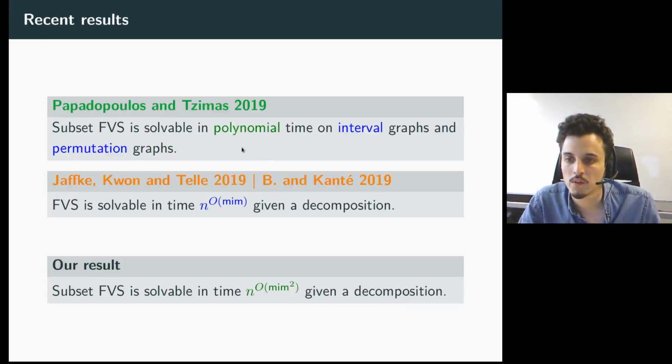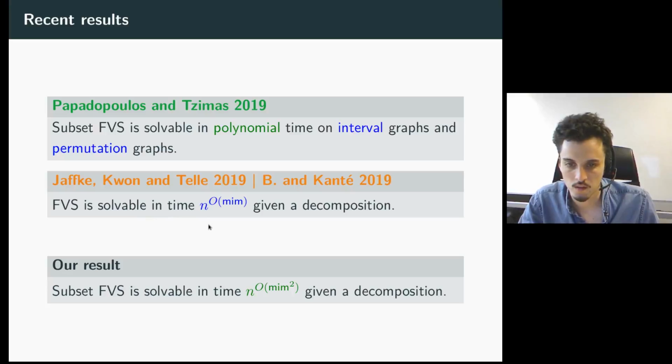On the positive side, we know that subset feedback vertex set is solvable in polynomial time on interval graphs and permutation graphs, so two graph classes of bounded Mim-width. And for feedback vertex set, we know that we can solve it in this running time. Here Mim is the Mim-width of a given decomposition, and n is the number of vertices of the input graph. This was proved in two different ways.